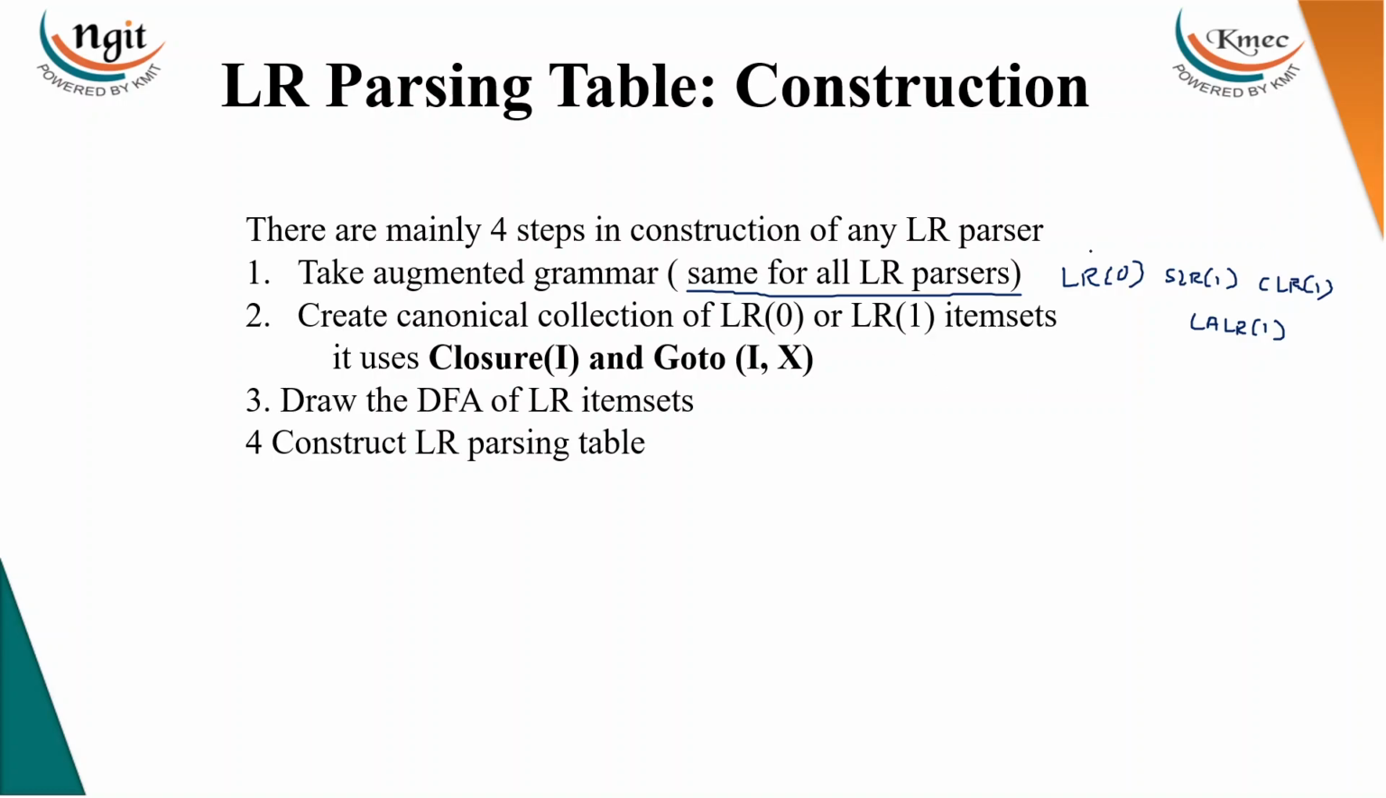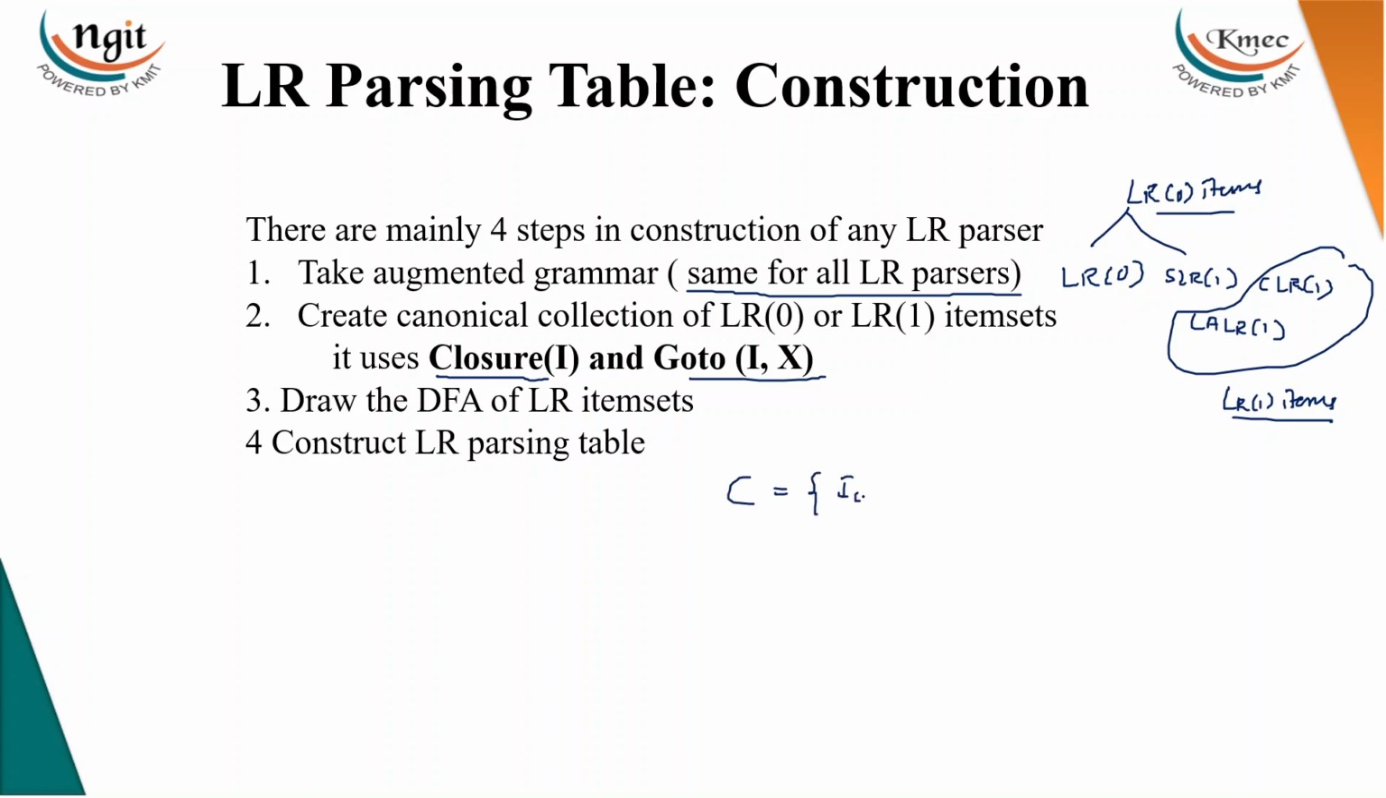For these two parsers, we have to construct LR0 items. That's what we took in the last video. And for these two parsers, we have to construct LR1 items, where we are going to use two techniques, closure of I and goto of I, comma X. These two are going to be different for LR0 items and LR1 items. How they differ, we'll discuss. Once you get the items, they are denoted as I0, I1, and so on, up to IN.